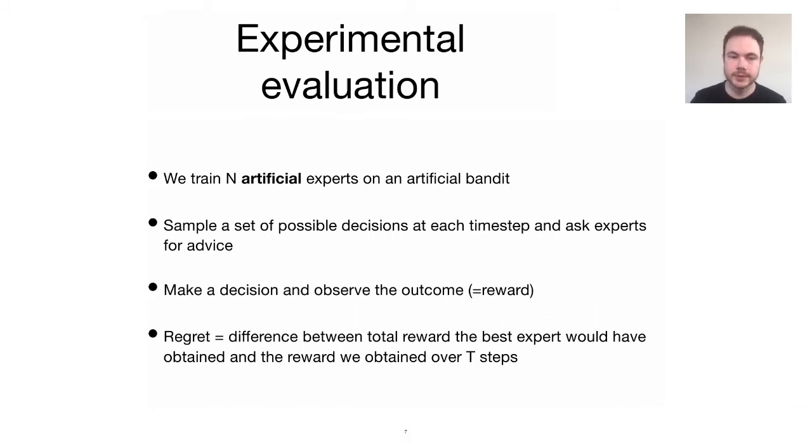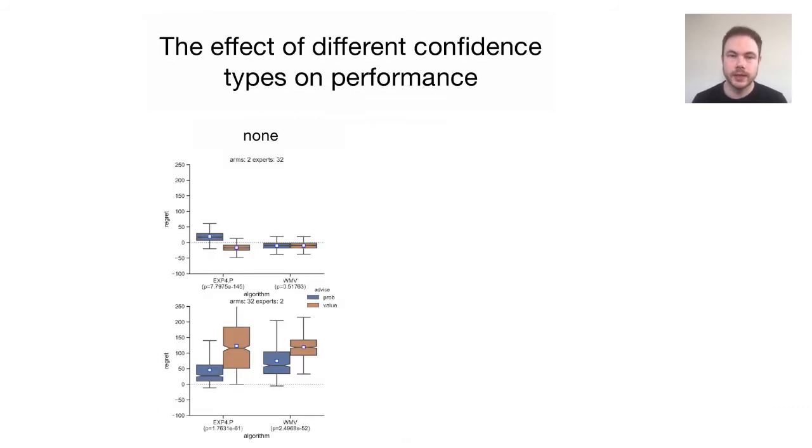Now, performance is measured in terms of regret, which is the distance between the cumulative success of the best expert and the cumulative success of the collective decision-making algorithm which we are considering. So a regret of 0 means that we perform as well as the best experts, and regret below 0 means that we outperform the best experts. So let us first look at our baseline performance without confidence estimates.